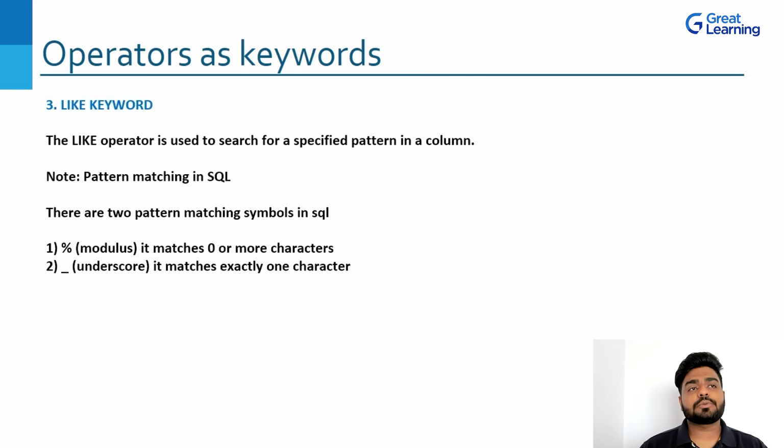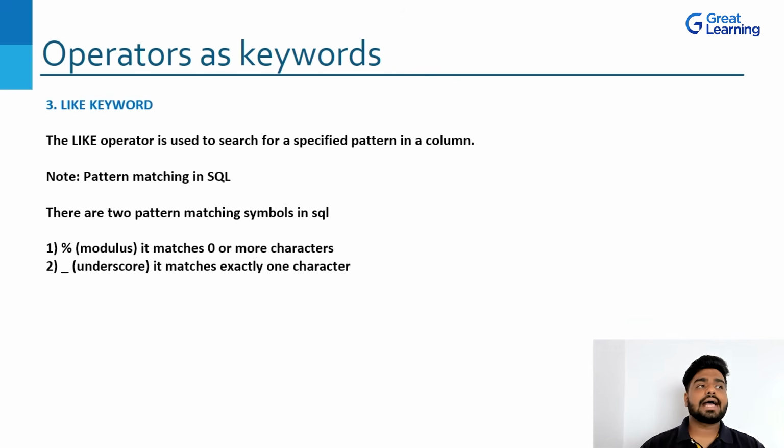Suppose I want all the names starting with A above. So how will we use that? See, there are two pattern matching symbols in SQL, percentage and underscore. Percentage is also called modulus. It matches 0 or more characters, so it either matches 0 characters or more characters, not 1. But underscore matches exactly 1 character.